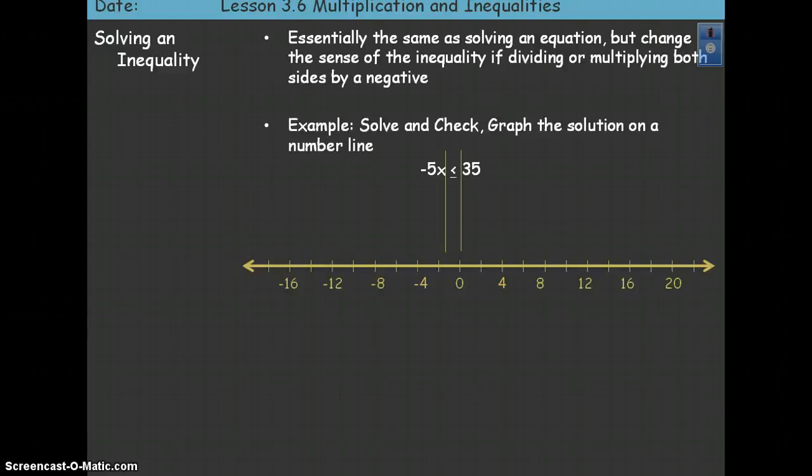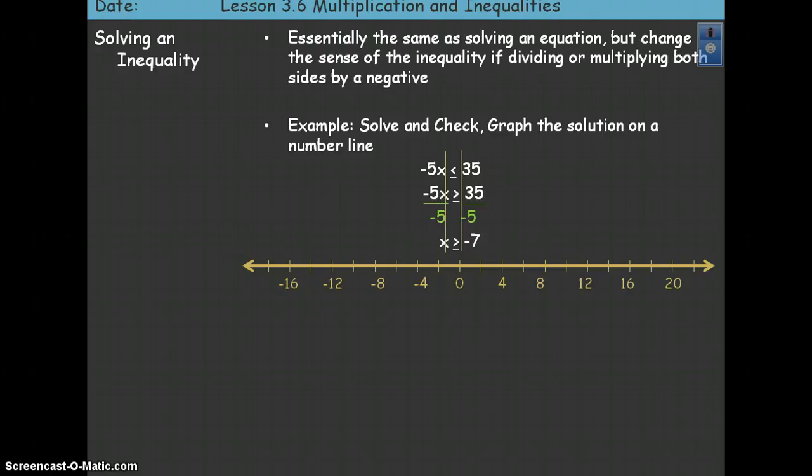Here's an example. We want to solve and check and graph the solution on a number line. Here, we can see that it is a multiplication equation. We would divide both sides by the coefficient. Mindful, does the sense need to change? In this case, since we are dividing by a -5, we do need to flip the sense of the inequality. So it becomes a greater than or equal to symbol.